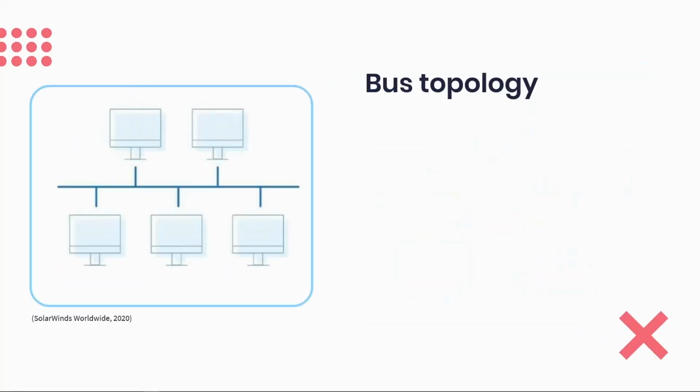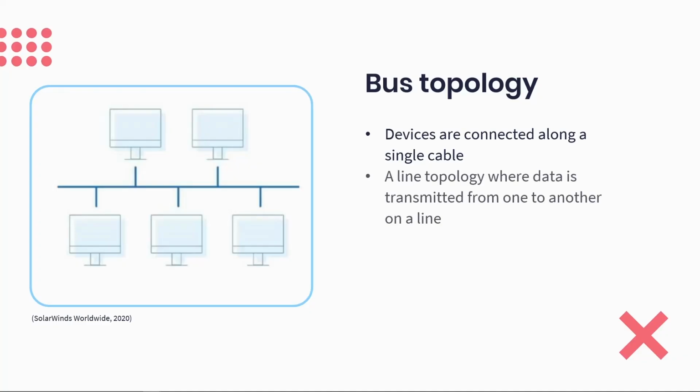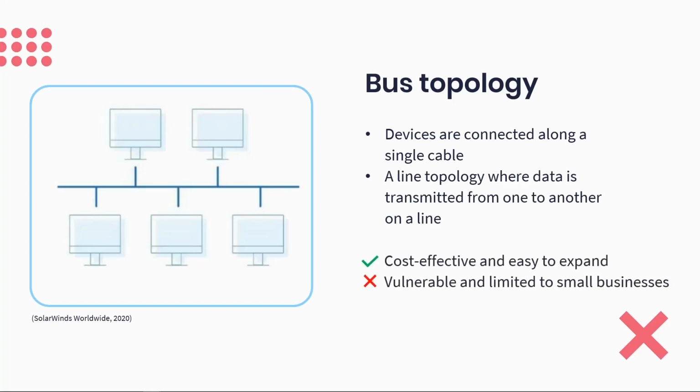A bus topology has a visual representation where devices are connected along a single cable, running from one to the other on the network. A common way of describing the bus topology is a line topology, where data is transmitted from one to another on a line. The bus topology structure makes it very cost-effective in design implementation.